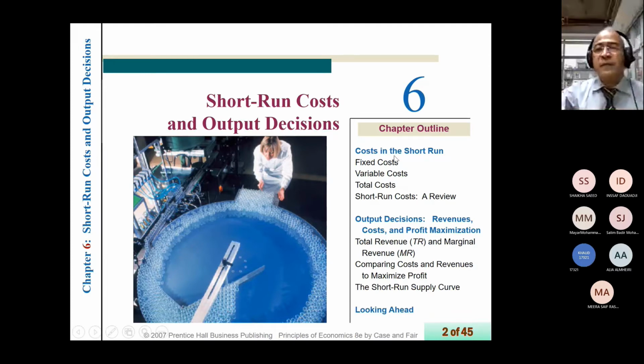So in the first part of this chapter, we will discuss costs. And in the second part of this chapter, we will advise Khalid about the optimal level of output that maximizes profit. This chapter is quite easy, especially if you understand chapter 5 about production.